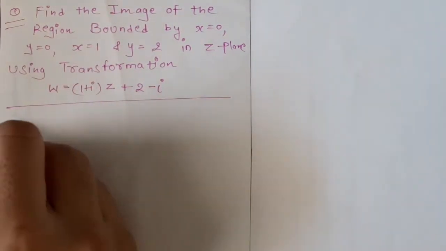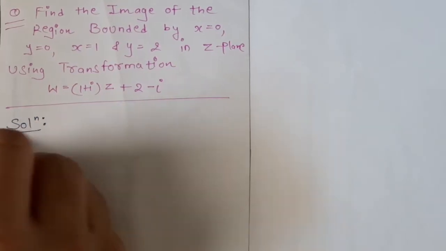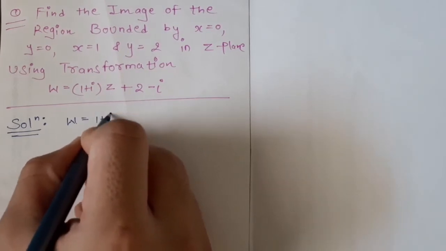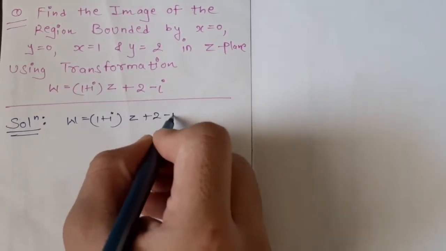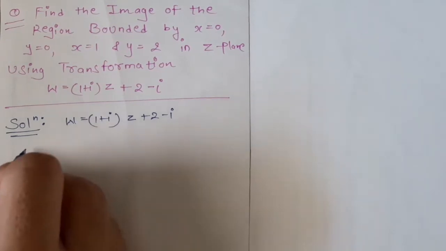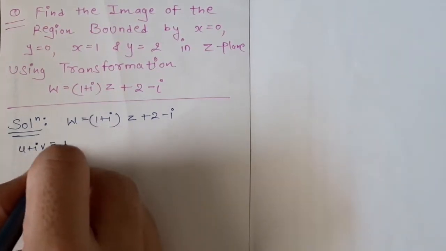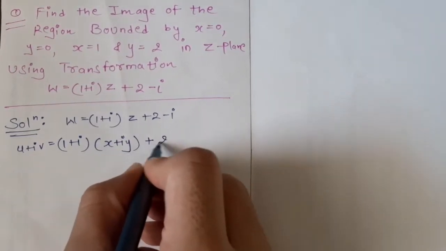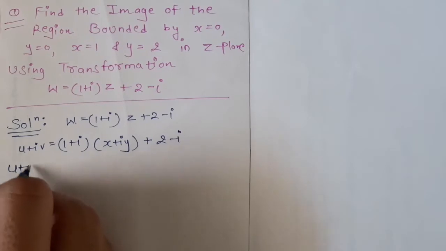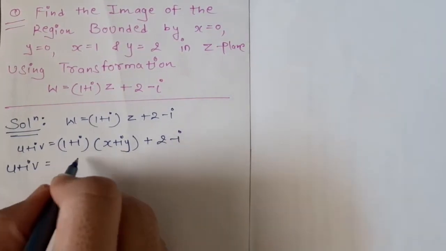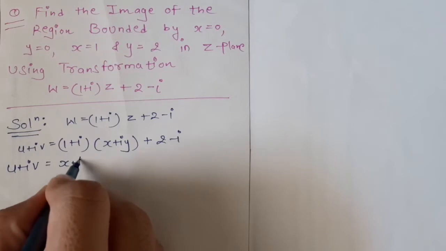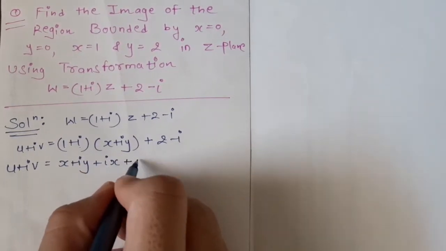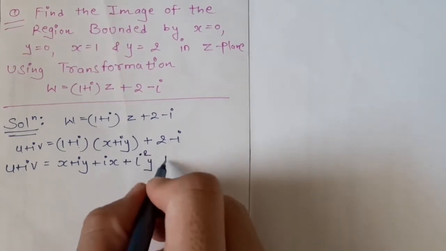So the solution is: w equals (1 plus i) z plus (2 minus i) is given. Now we will substitute w as u plus iv, and z as x plus iy. So u plus iv equals (1 plus i)(x plus iy) plus (2 minus i). Now we will open these brackets. So 1 into x plus iy is x plus iy, and i into x plus iy will be ix plus i squared y. And then plus 2 minus i.